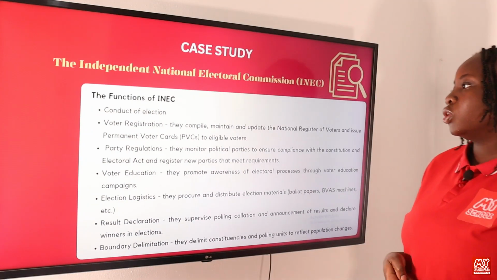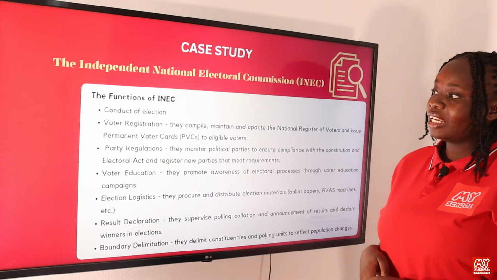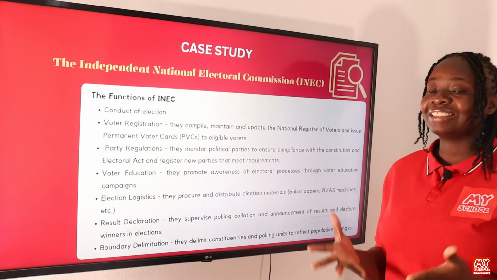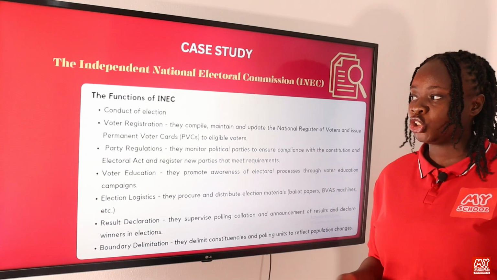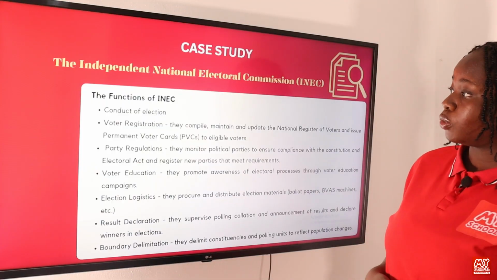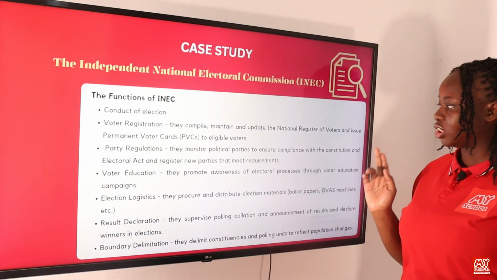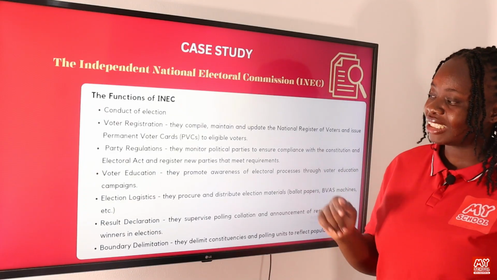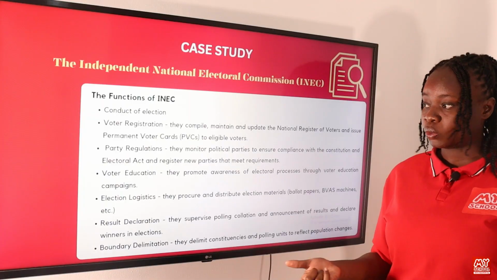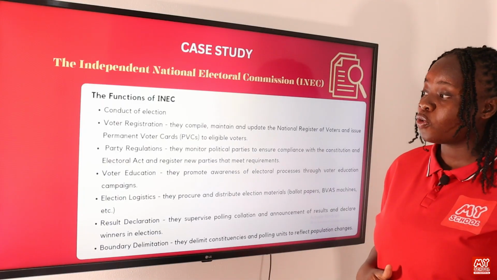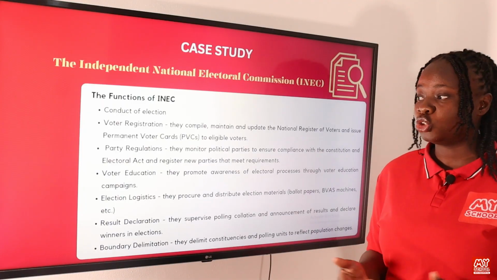All right, now we're going to discuss the functions of INEC. INEC is responsible for the conduct of elections. That is their primary function. They are also responsible for voter registration. That means they compile, maintain and update the National Register of Voters and issue permanent voters cards, or PVCs, to eligible voters. They are also responsible for the regulation of political parties.